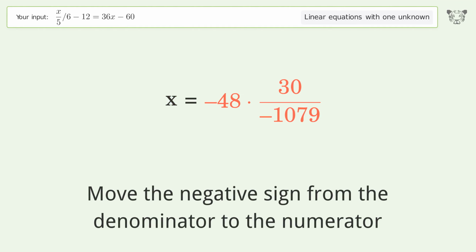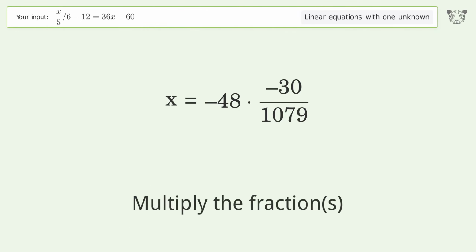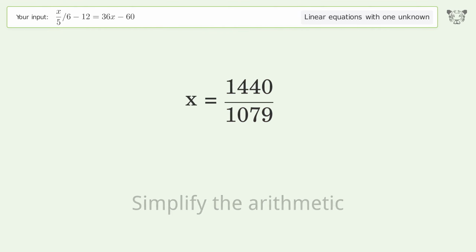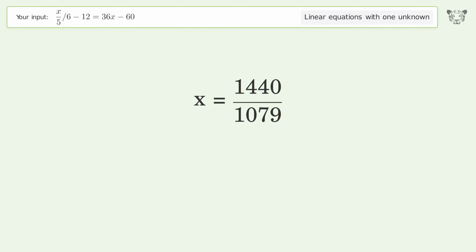Move the negative sign from the denominator to the numerator. Multiply the fractions. Simplify the arithmetic. And so the final result is x equals 1440 over 1079.